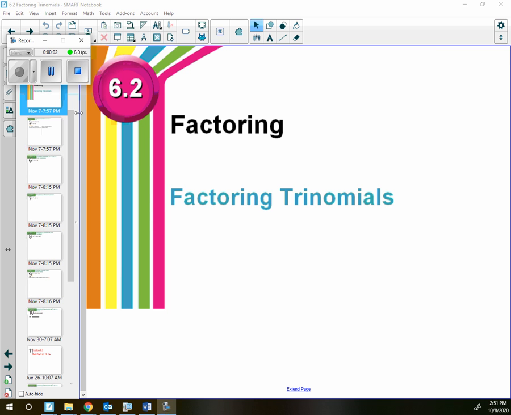All right, so we're on to 6.2, which is factoring with trinomials. So taking things that have three terms, so trinomial, and breaking them into their product of factors. So basically doing the exact opposite of FOIL.